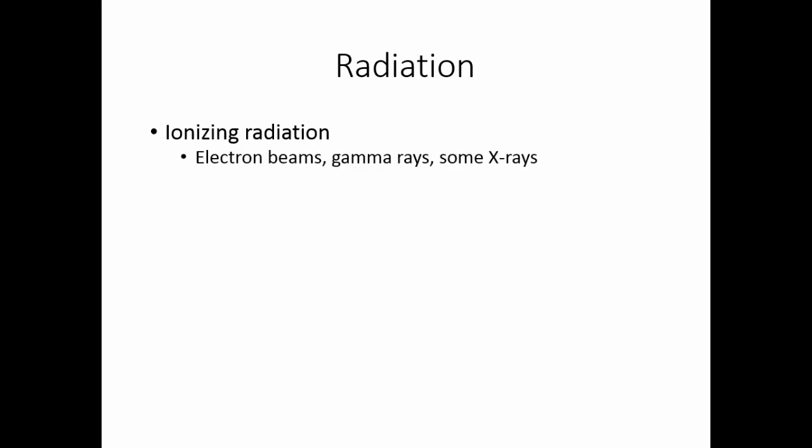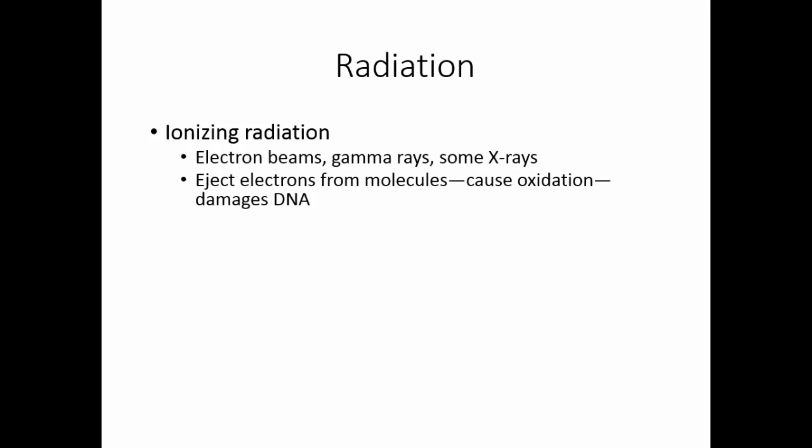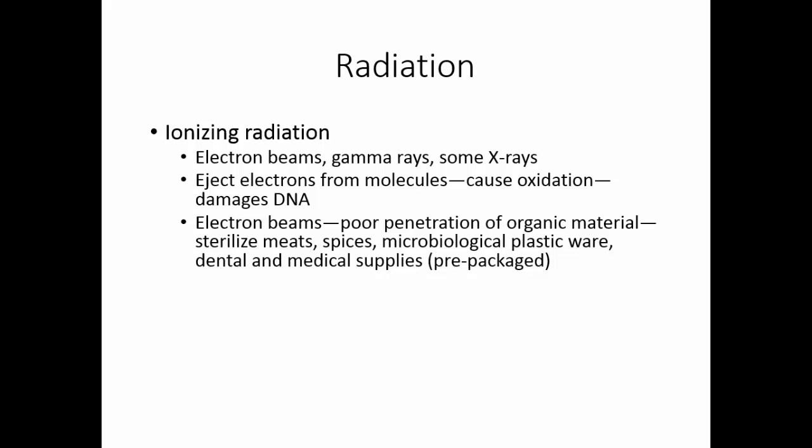There are two basic forms of radiation. Ionizing radiation is electron beams, gamma rays, and some X-rays. These eject electrons from molecules, causing oxidation, and does considerable damage to DNA. Electron beams do not penetrate well, so they don't go through organic material, but they can be used to sterilize the surface of meats, spices, and microbiological plasticware, dental, and medical supplies. Those things that are prepackaged have usually been sterilized using radiation in some form.